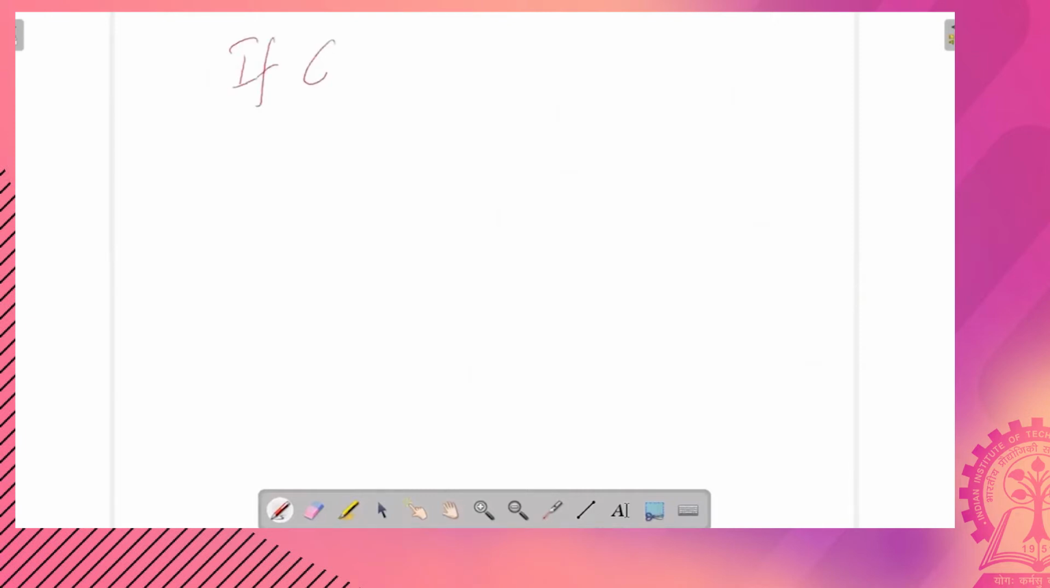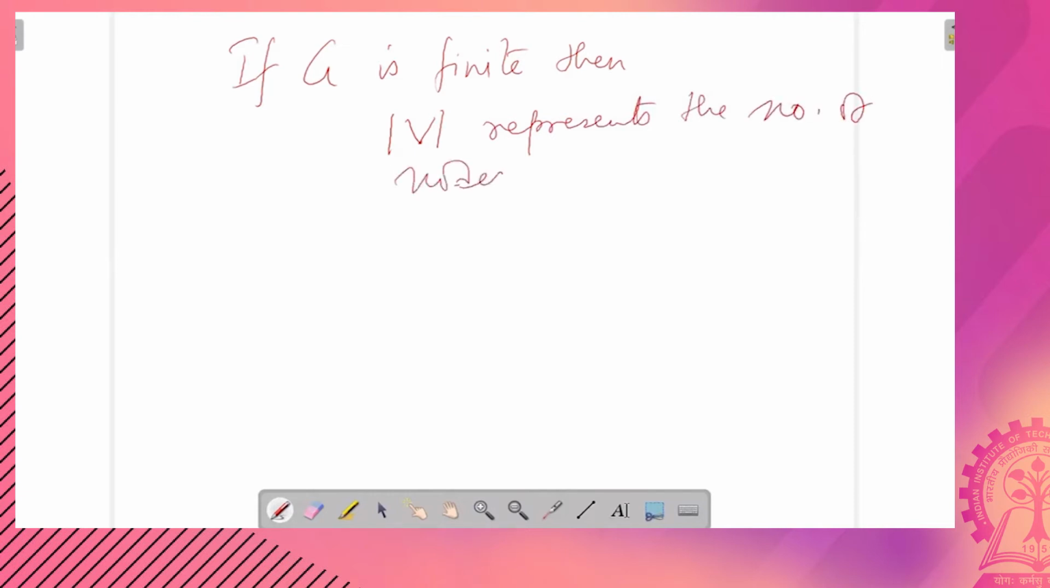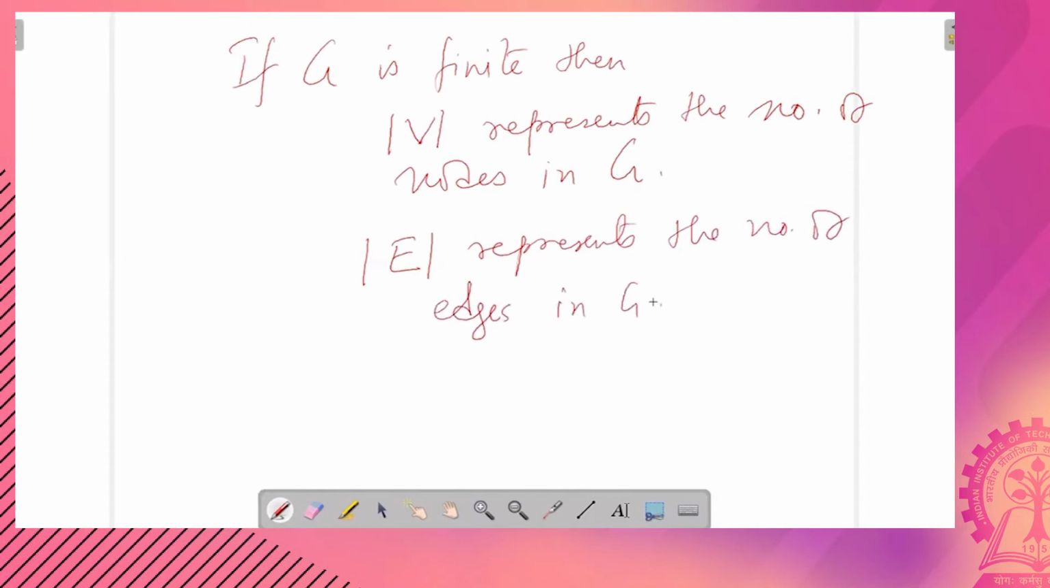If G is finite, then modulo V represents the number of nodes in G. Similarly, modulo E represents the number of edges in G. This term, the number of nodes in G, or modulo V, is sometimes called the order of the graph.